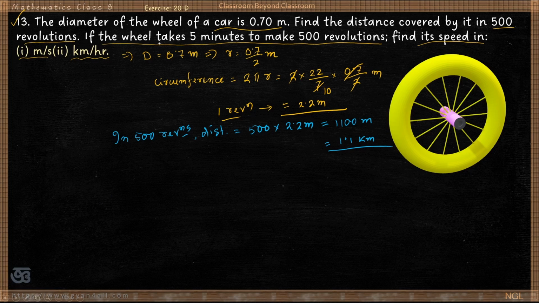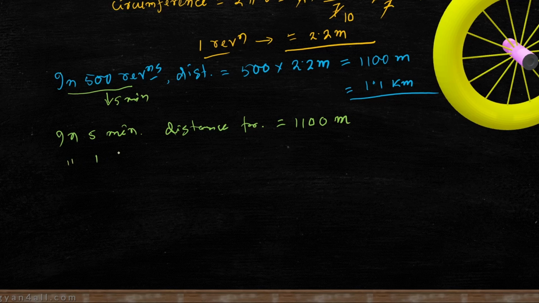Now if the wheel takes 5 minutes to make 500 revolutions, find the speed in meter per second. So first you see these 500 revolutions take 5 minutes. So let us do it like this. In 5 minutes, distance traveled is equal to 1100 meter. So in 1 minute, distance traveled is equal to 1100 divided by 5, and this is equal to 220 meter. So this is in 1 minute.